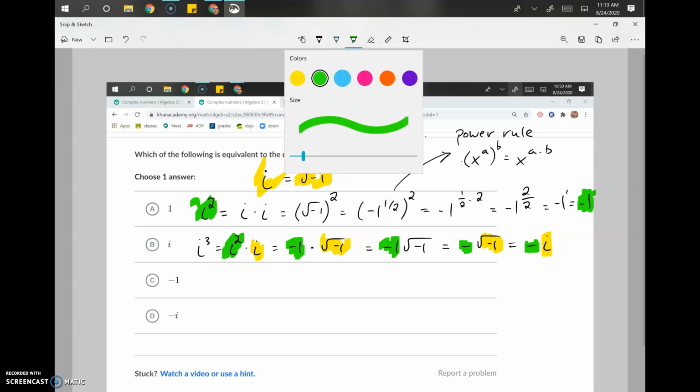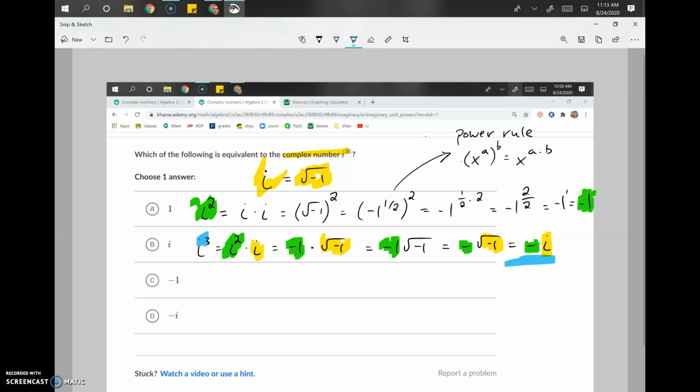And that gives us i to the third power, which I'll go ahead and use blue. Now let's consider i to the fourth power.